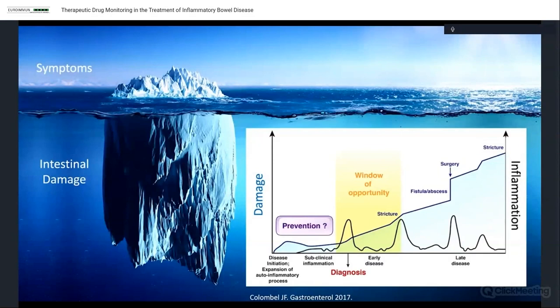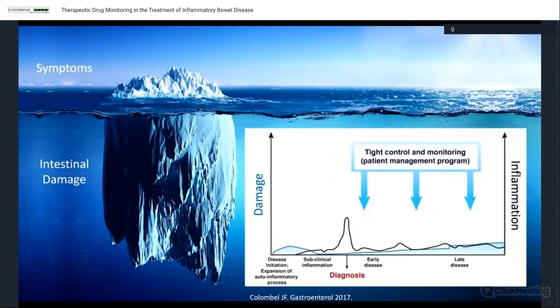And so an important concept in treatment is to pursue tight control and monitoring with the goal of suppressing inflammation, regardless of whether there are symptoms, to prevent that accumulative damage and complications from the disease.